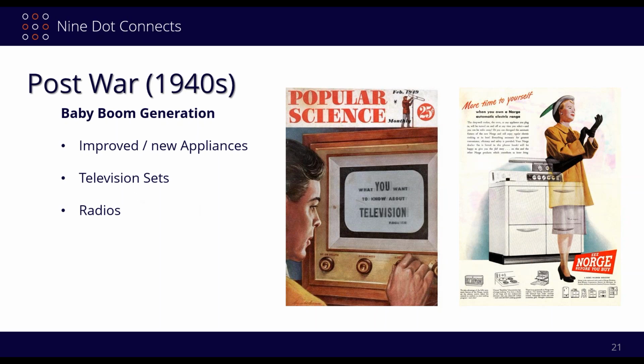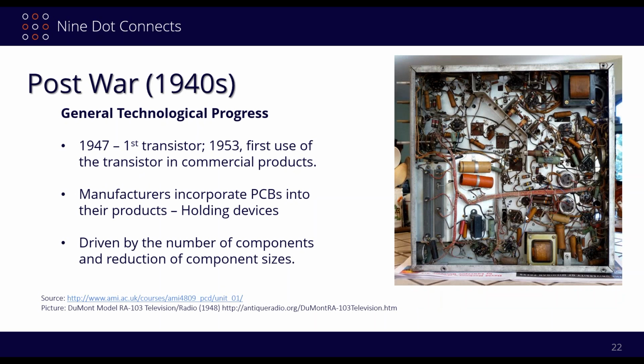So now you're starting to see, again, a lot of purchasing of appliances, but still you don't see printed circuit boards in there just yet. What you're seeing over here is an example of something called a Dumont model RA103 television/radio, and this is how they built them.